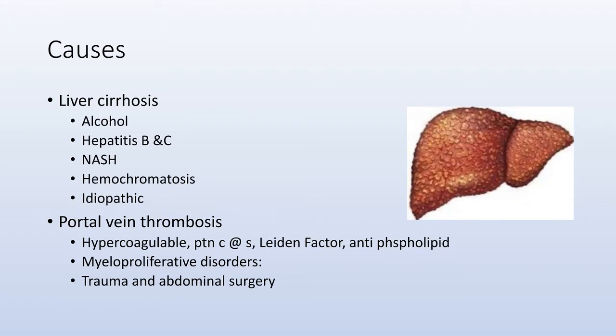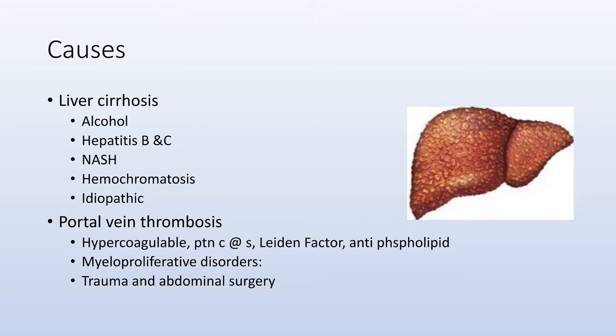Now, there are risk factors for portal vein thrombosis, and I have summarized the main ones that you need to know. These are patients with a hypercoagulable state, like deficiency of protein C, protein S, the Leiden factor 5, and people with antiphospholipid syndrome. The other group is people with myeloproliferative disorders, like chronic myeloid leukemia and myelodysplasia, and the syndromes that are associated with it, and there are a few of them. They tend to have hypercoagulation, and they can get problematic venous thrombosis.